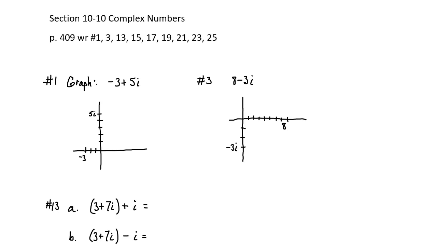Here are the answers for the section 10-10 assignment. Number 1, we're asked to graph this complex number. It has a real number component, -3, and an imaginary component, the 5i.